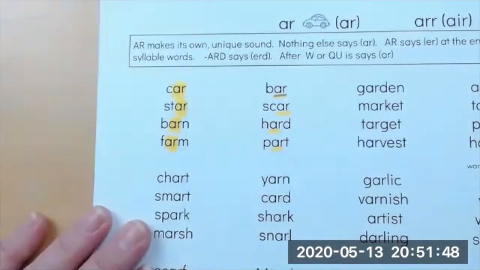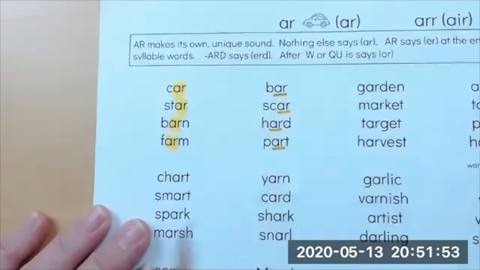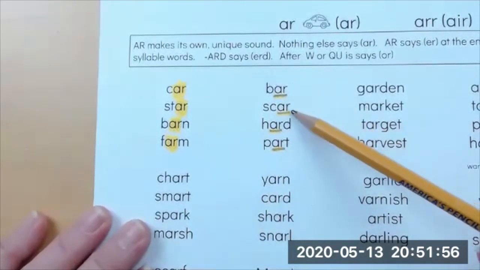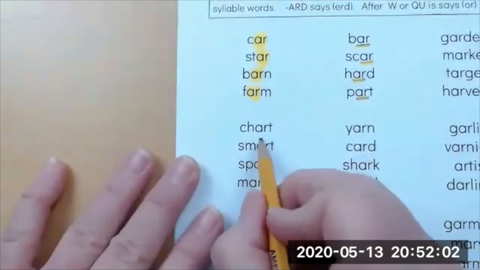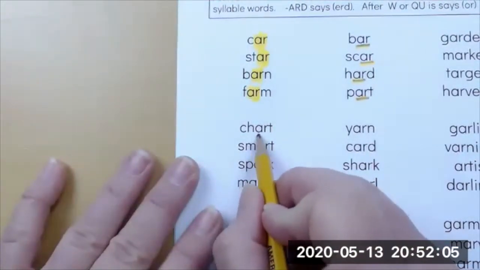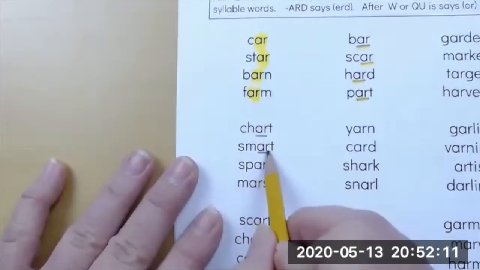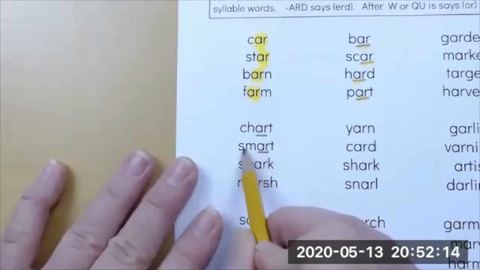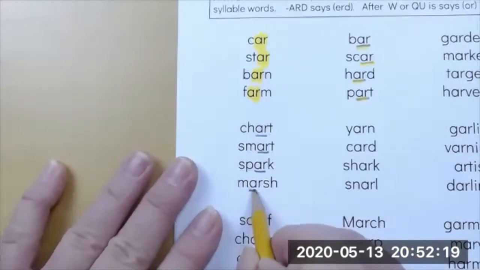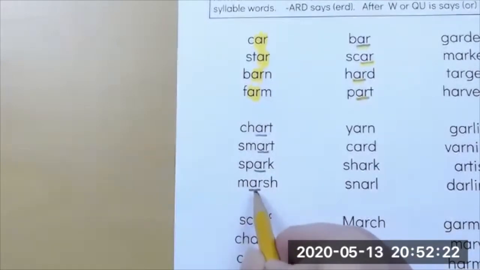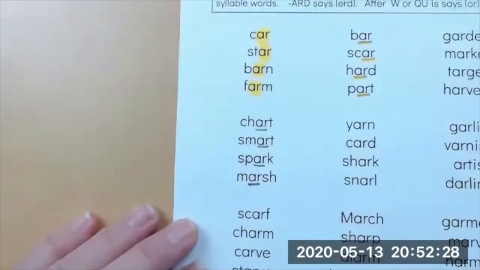And one of the strategies that's so helpful is to have the child say R when they underline it. For some children, they say R, R, R, R, and they come back and they read bar, scar, hard, part. But for some children, they need to read the word when they underline it. R, ch, art, chart. R, smart, smart. R, sp, arc, spark. They might underline it and read it at the same time, which is the goal, right? So if they underline it and they go marsh, that's perfect.